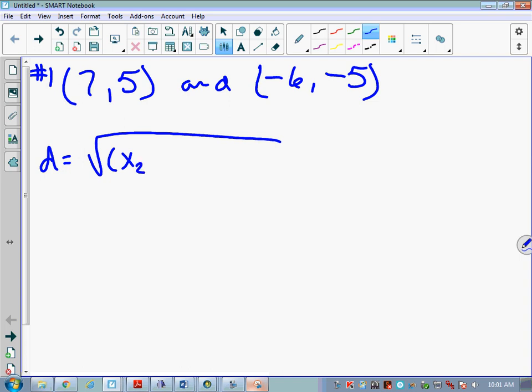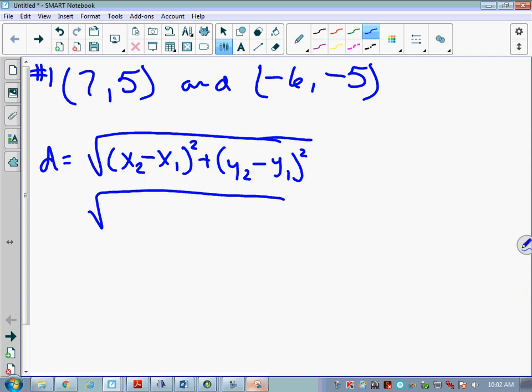So it should be x2 minus x1, okay? Squared. y2 minus y1 squared, okay? We just want to make sure that we understand the difference between x2 and x squared, okay? Yes, this is absolutely right, okay? So let's actually throw this information in here, okay?